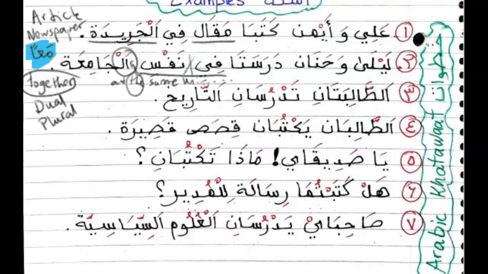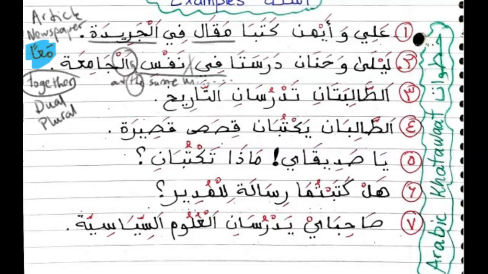Let me read the sentence one more time. ليلى وحنان درستا في نفس الجامعة. في نفس الجامعة. Layla and Hanan studied at the same university.